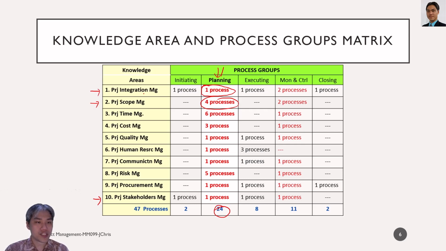So in the project integration management knowledge area, there is 1 process. In project scope management, there are 4 processes. In project time management, there are 6 processes, and they all contribute to the planning process group. So there are quite a lot of processes here. We are going to talk about it later.